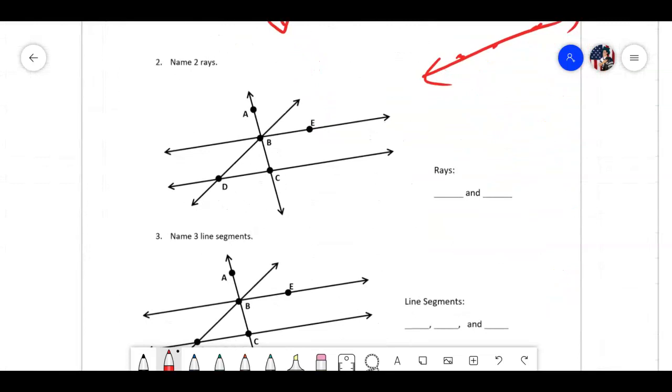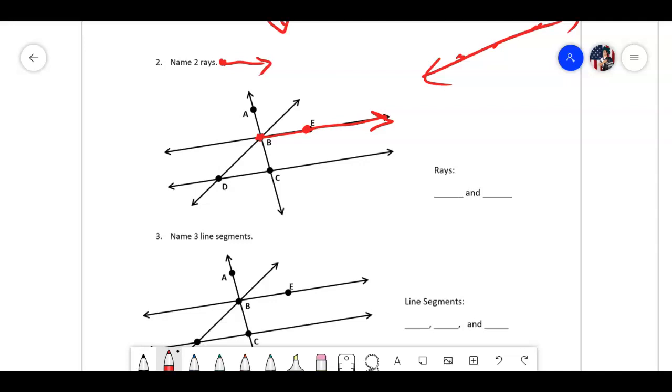Number 2, we need to name two rays. Now remember, a ray has an endpoint and one arrowhead. So who can tell me two points that can make a ray? A little louder. B and D, okay. B and E, okay. So I'll do this one in red. If you start at point B, you go towards point E, and you keep going forever, that's a ray, right? A ray has one endpoint, one arrowhead.